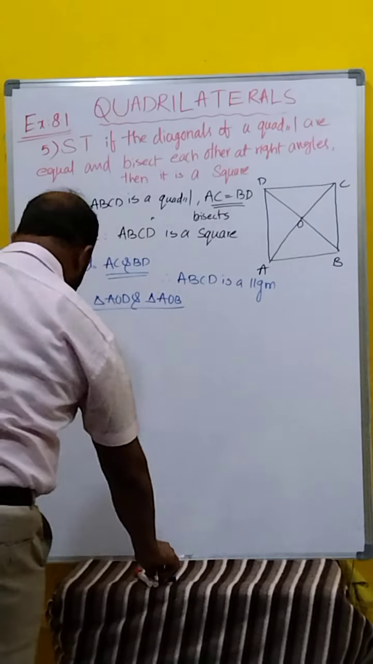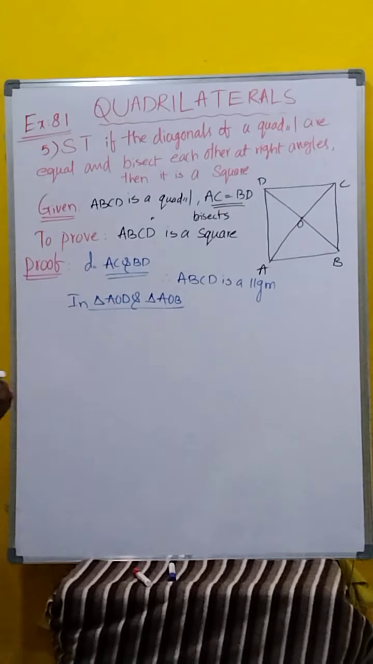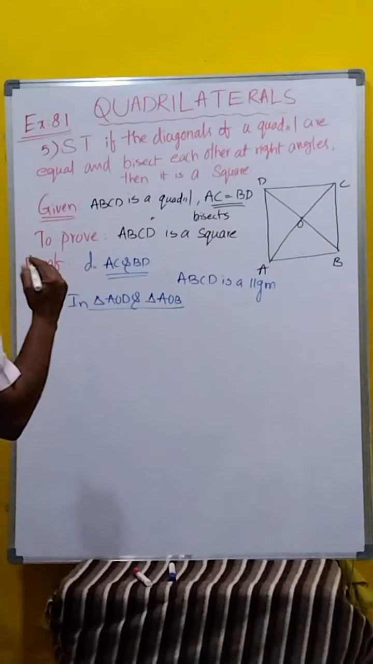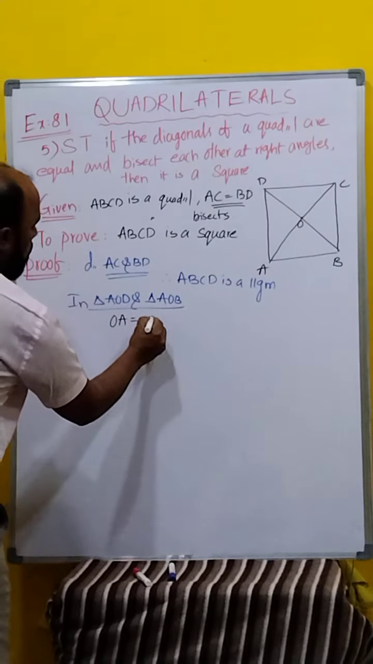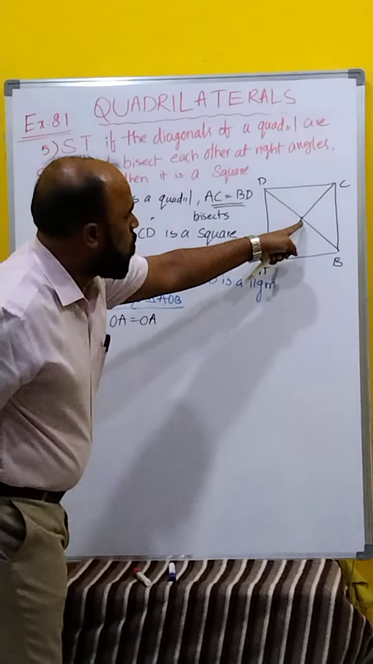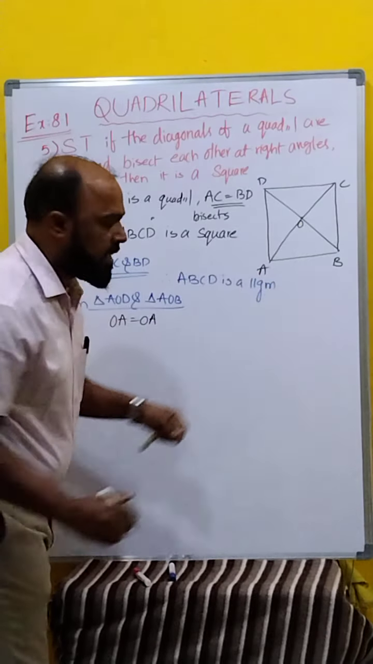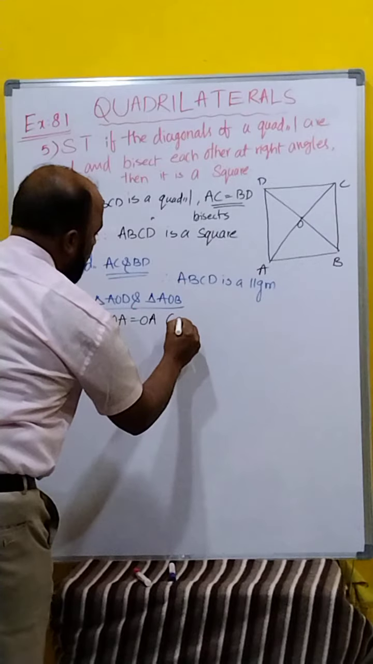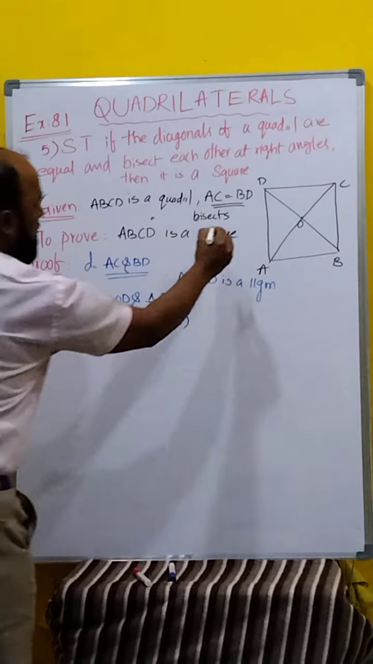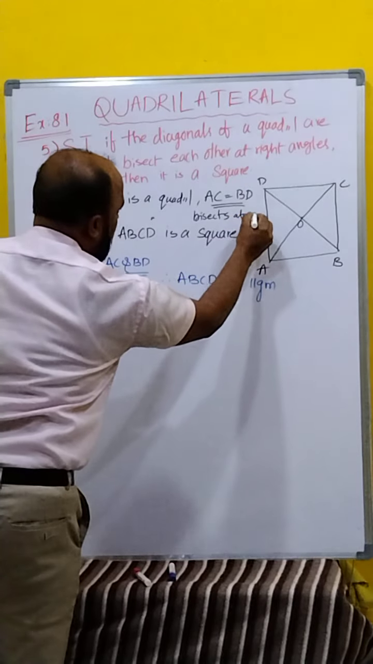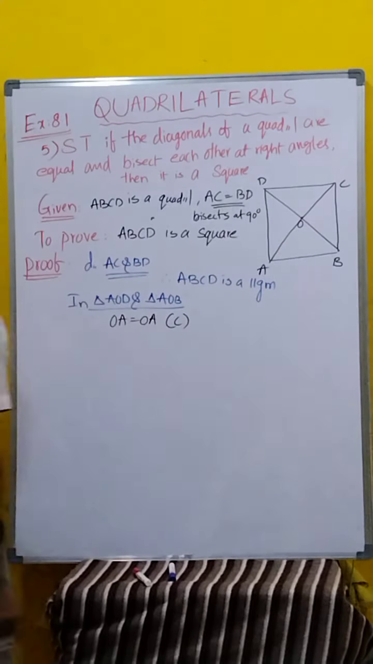Yes. How to prove the congruence? Minimum three things required. Clear children? What is that one? First one is OA is equal to OA, it is a common. Yes. Then again one more thing is given. What is bisects at 90 degrees? That also we have to write here. Is given right angles. Clear.